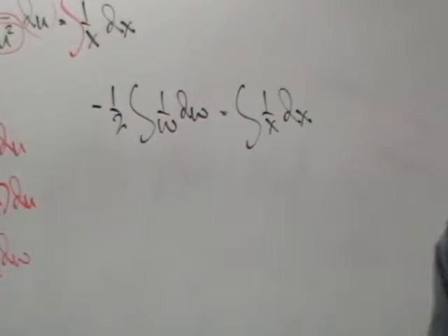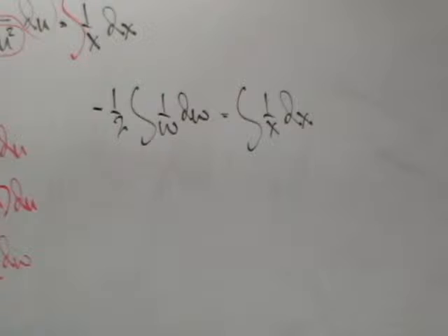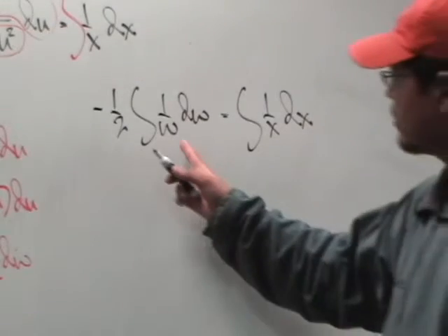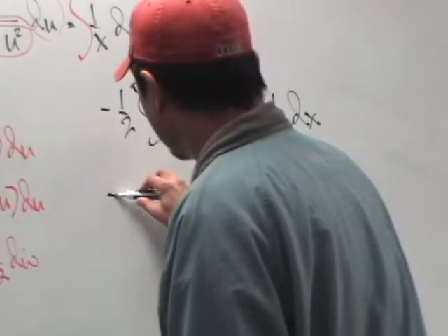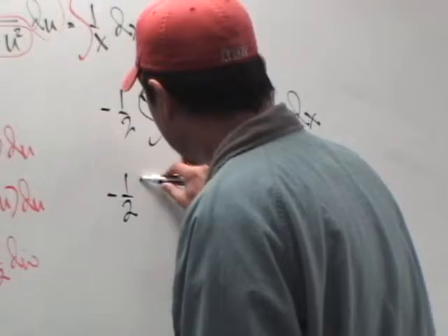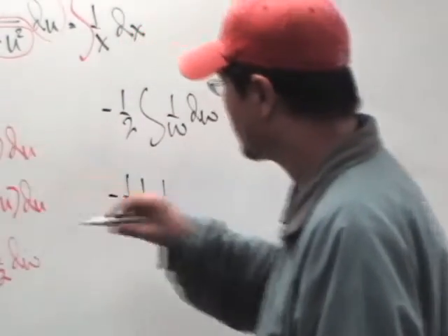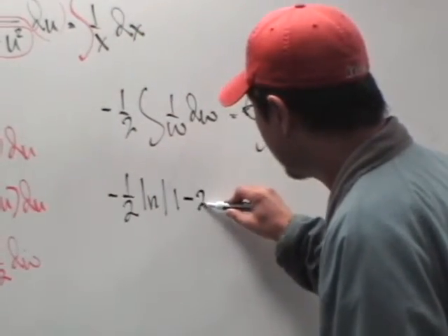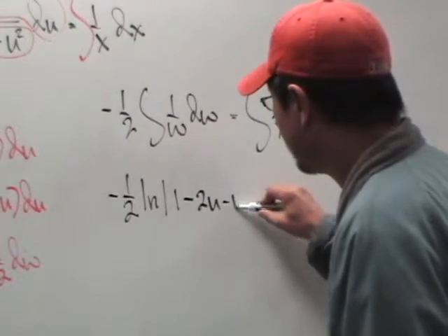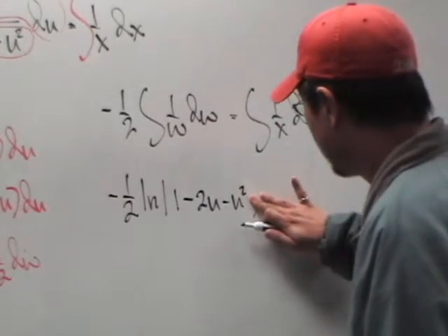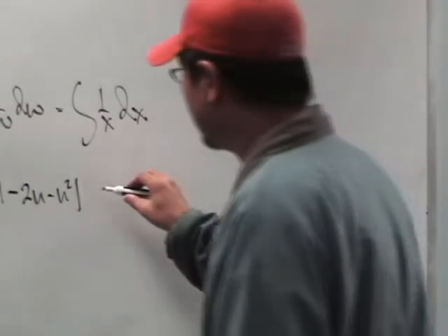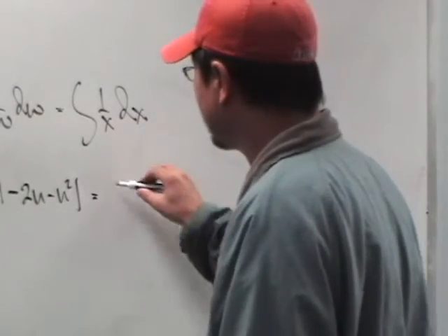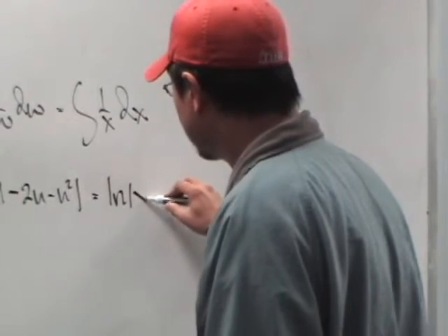So the antiderivative of that is what? Negative 1/2 ln of w. Let me substitute it back to the u. So ln of w is 1 minus 2u minus u squared, like that. Okay? And then on the right side is ln of x.